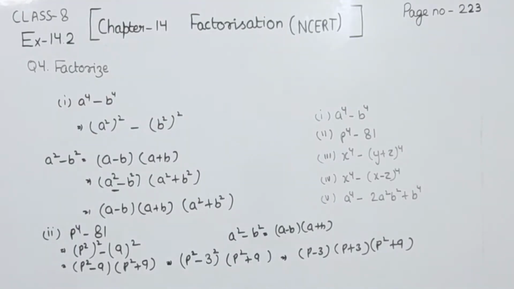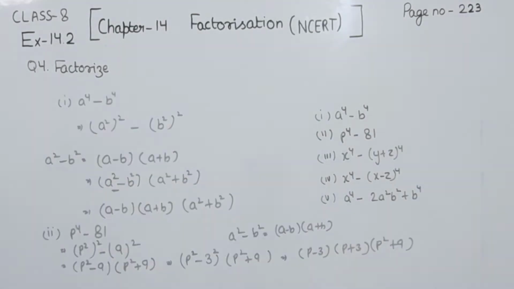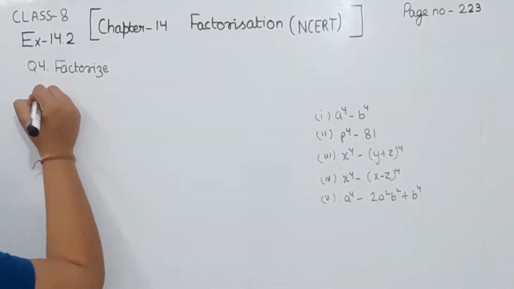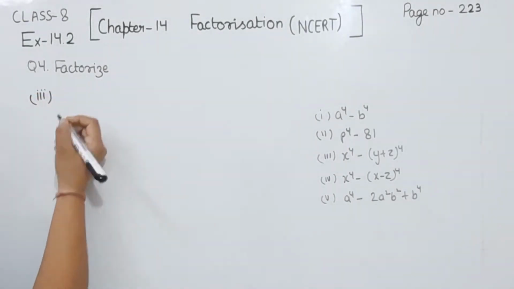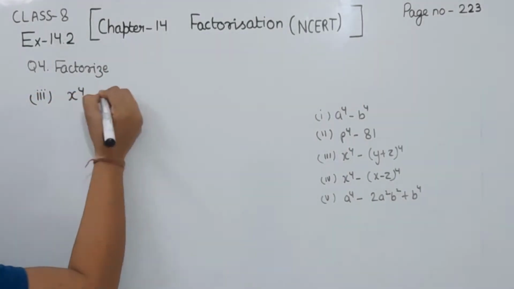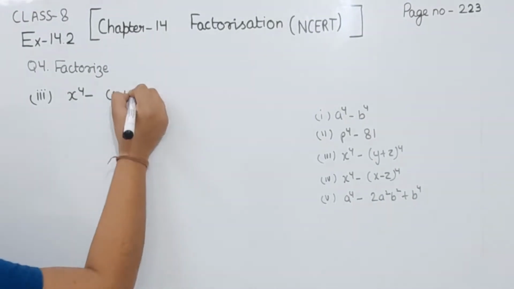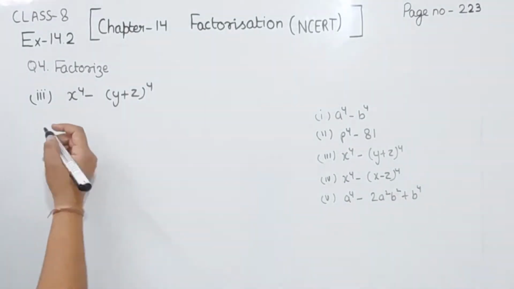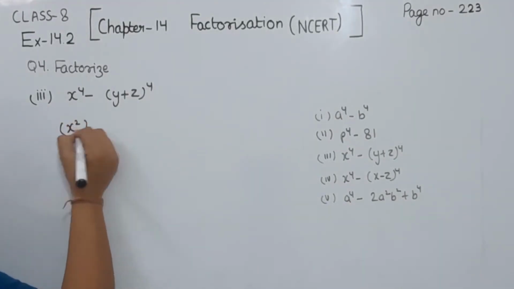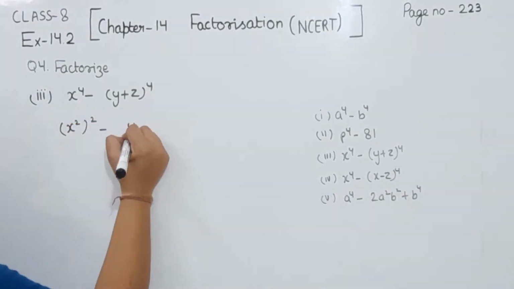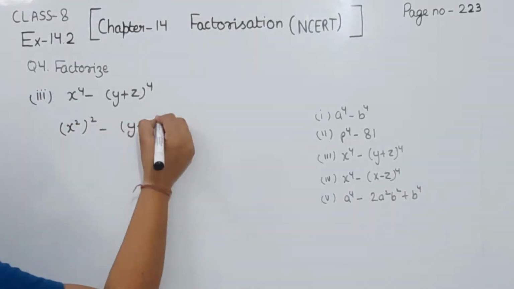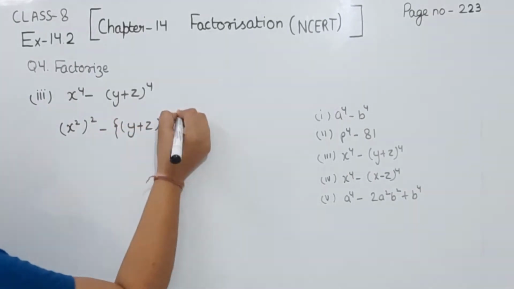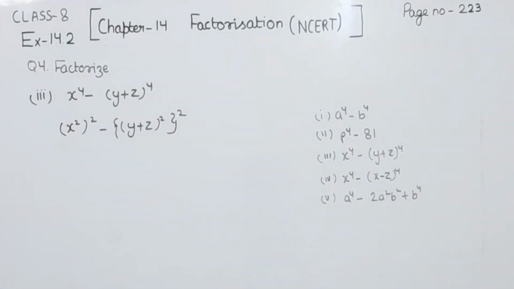Now comes to the next one, part 3. This one is x to the power 4 minus y plus z to the power 4. Now I am going to write this in the form of power 2. So I write x to the power 2 to the power 2 minus x plus y the whole power 2 and then the power 2. So this one we have.